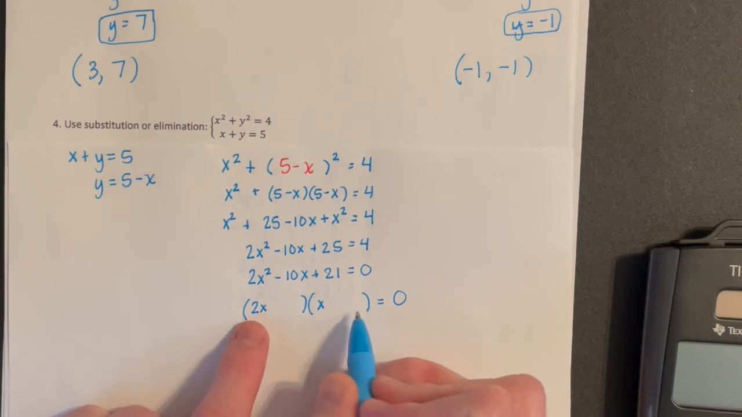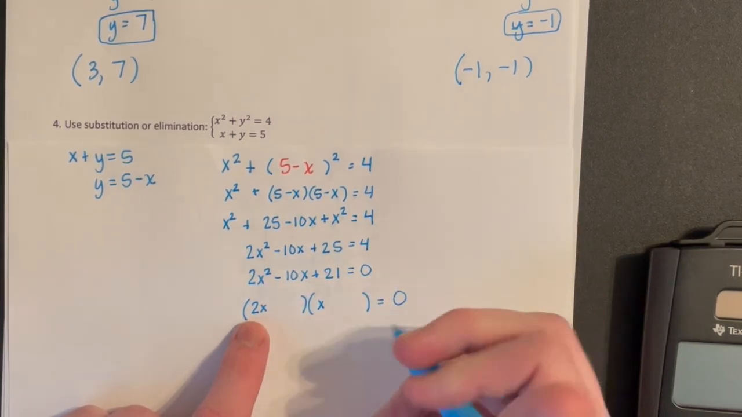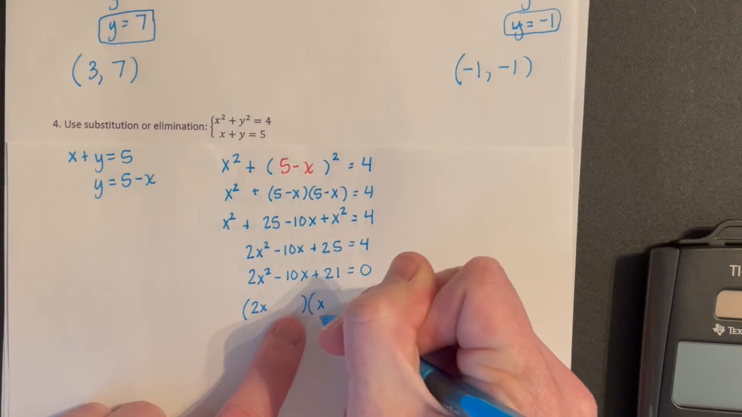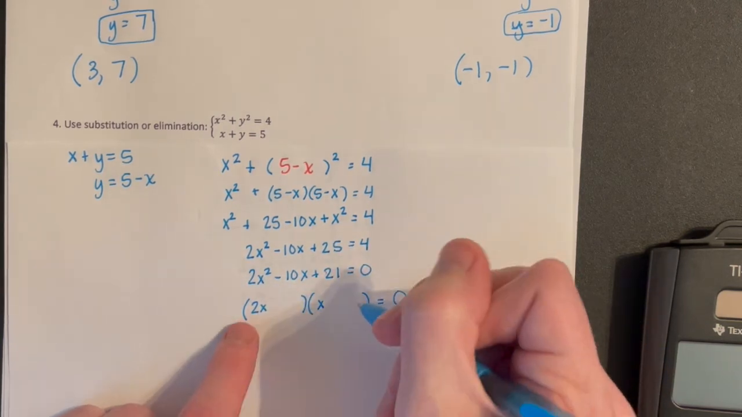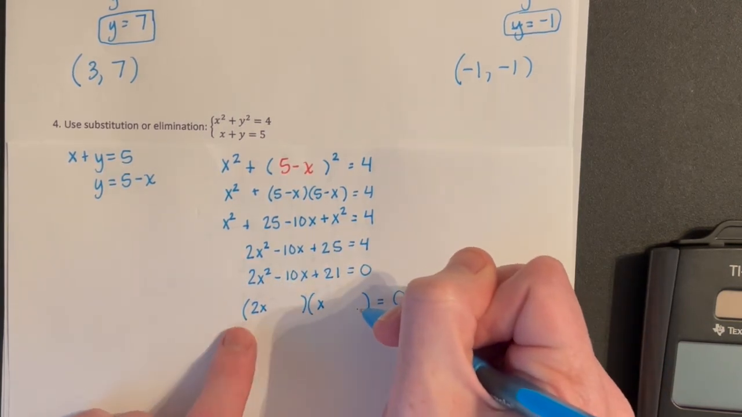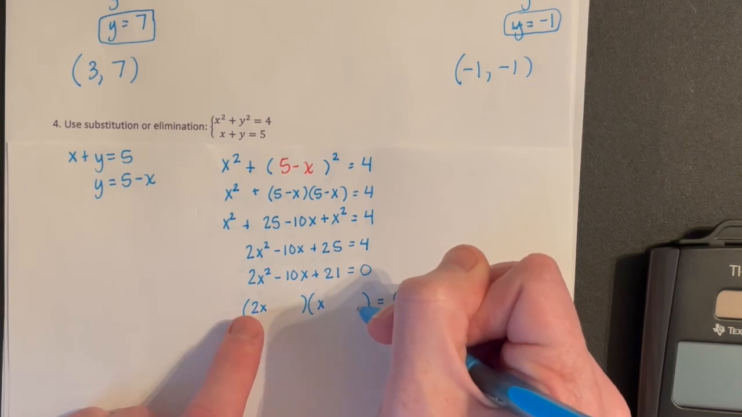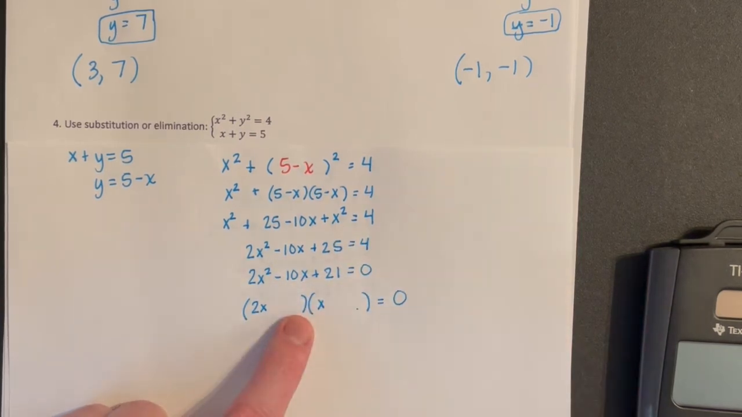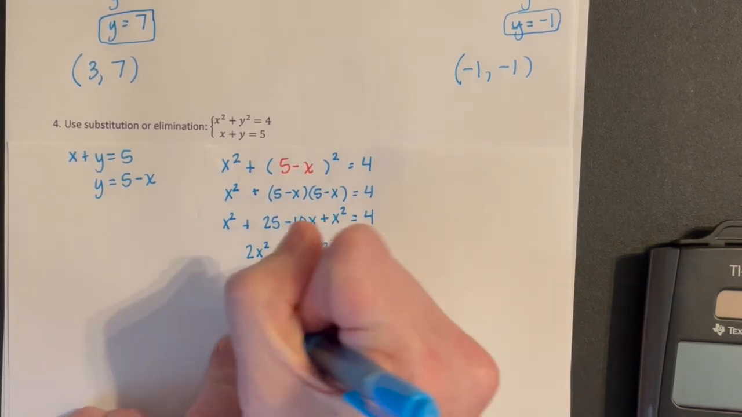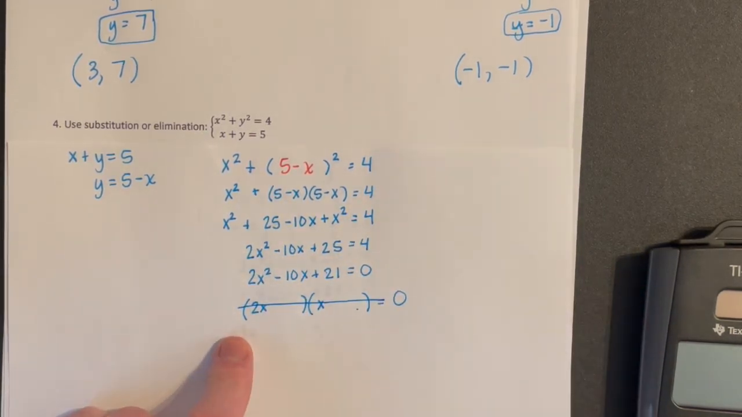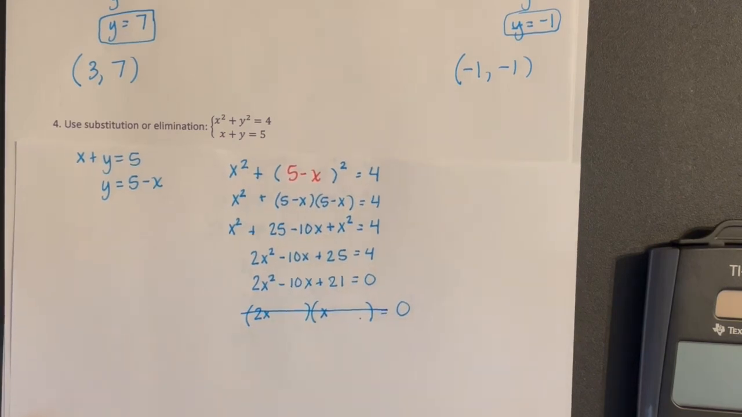7 times 2, if I did this on the outside, 7 and 2 would be 14. 14 and 3 is not going to give me a 10. So maybe I put my 3 here and the 7 there. 3 times 2 is 6. 6 and 7 are still not going to give me 10. We could try 21 and 1, but what we end up seeing is that this doesn't factor. So we're going to have to do the quadratic formula.